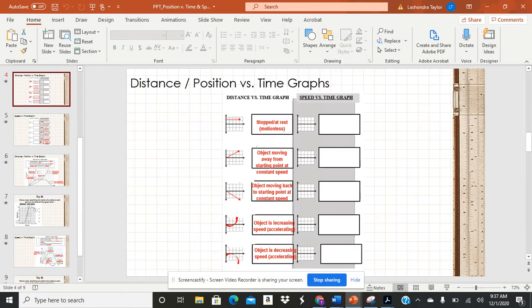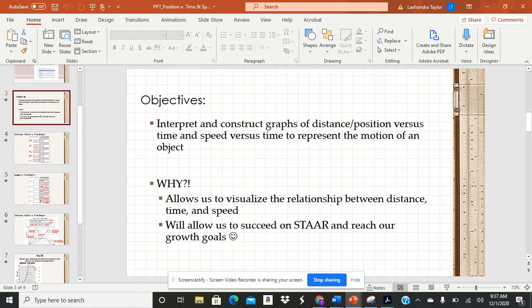All right, so I am going to go over the lesson and assignment from yesterday really quick. Yesterday's objective was to interpret and construct graphs of distance, position versus time, and speed versus time to represent the motion of an object. This is important because it allows us to visualize the relationships between distance, time, and speed.